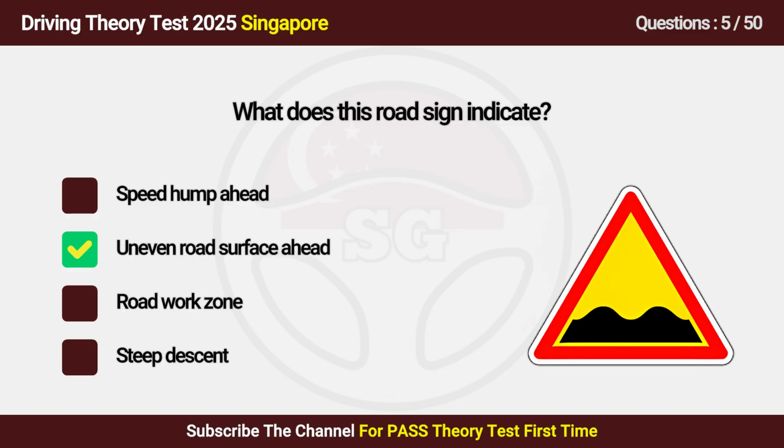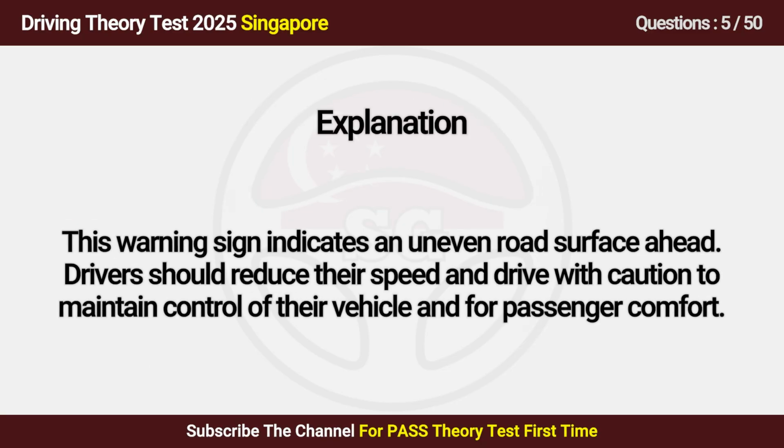Answer is B. Uneven road surface ahead. This warning sign indicates an uneven road surface ahead. Drivers should reduce their speed and drive with caution to maintain control of their vehicle and for passenger comfort.